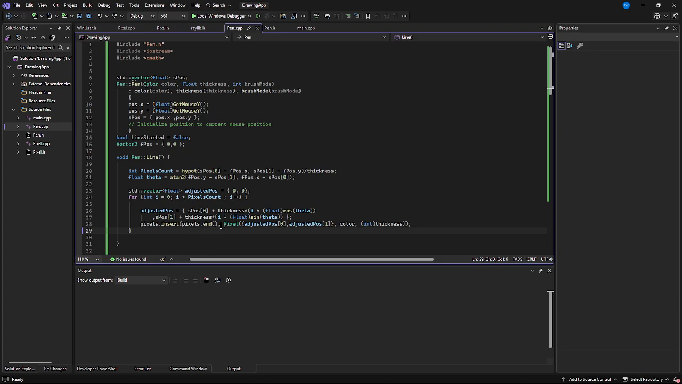And then pixels.end, you just add a pixel to the end, and it's going to be the adjusted position x, adjusted position y. The reason why this is an adjusted position x and an adjusted position y rather than just having it be an adjusted position is because this is an integer, which is very annoying. All Vector2s are integers, and the Raylib default stuff is, sadly, Vector2 instead of a regular vector.